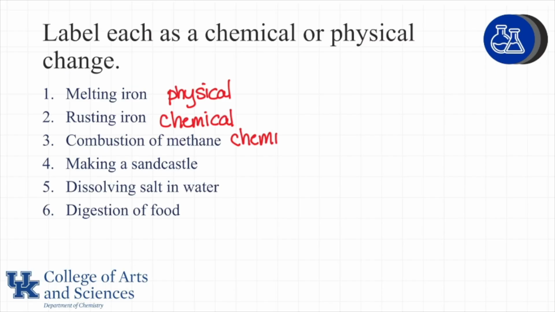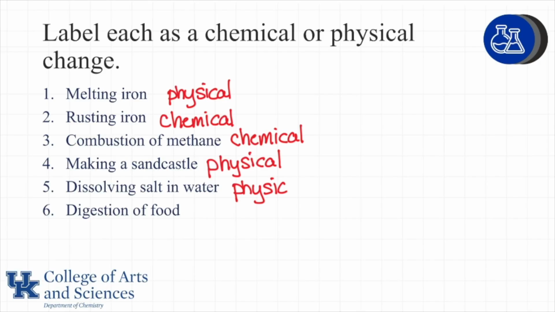Combustion of methane is a chemical change. We start with one compound, which is methane. It's going to react with oxygen to form carbon dioxide and water. Making a sandcastle is a physical change because we're not actually changing anything about the chemical composition of the sand. We're just moving it around.